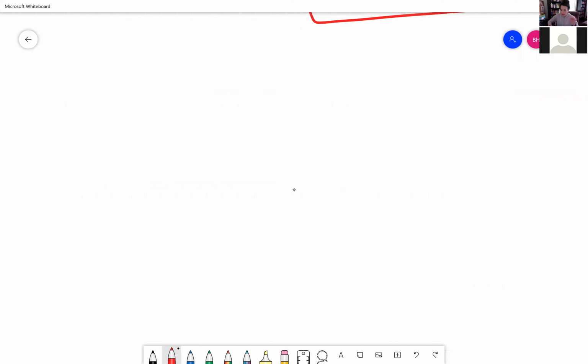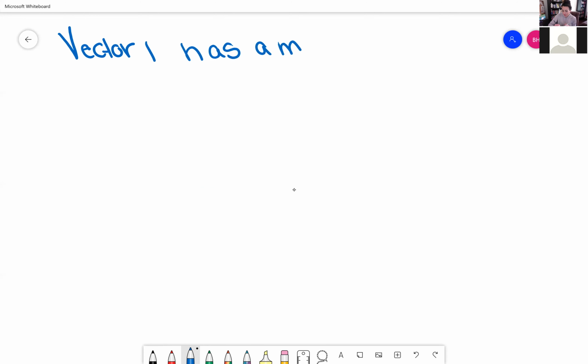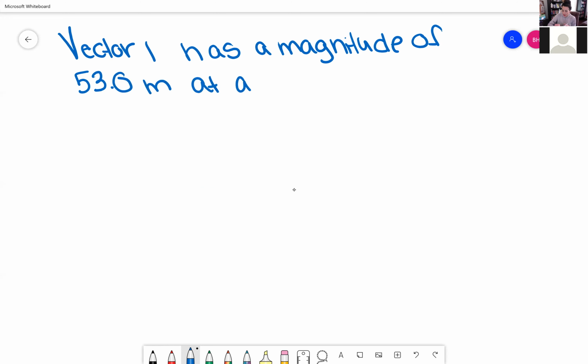So we'll move up, and I have an example for us to do. Let's say that we want to add these two vectors together. What I have is vector 1. Vector 1 has a magnitude of 53.0 meters at a 20-degree angle.